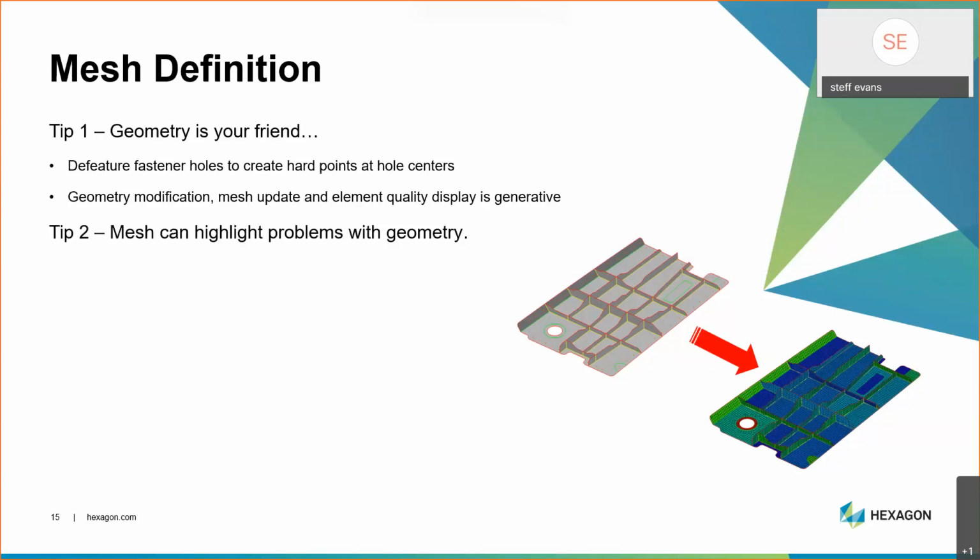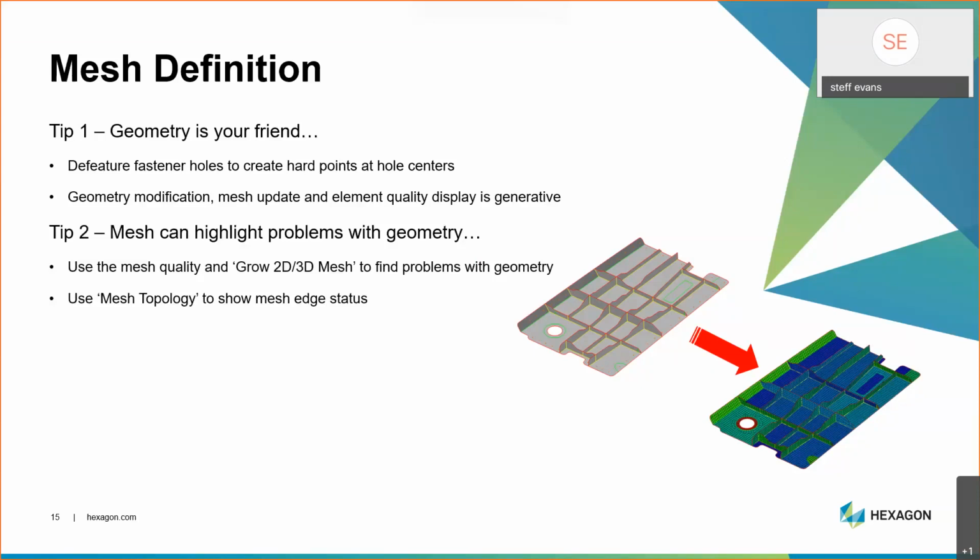Okay. Tip 2, the mesh itself can be used to highlight problems with geometry. So if you had a very small sliver surface in this geometry, you can use a rudimentary 2D mesh and then the grow 2D mesh, 2D 3D mesh to highlight any problems. And then we can use the mesh topology to show the edge status. So similarly here on the image that we've got top left, this is geometry where we've got red, green, and yellow lines. We can do the same thing for the resultant mesh to show the edge status as well. That can help us understand the underlying geometry.